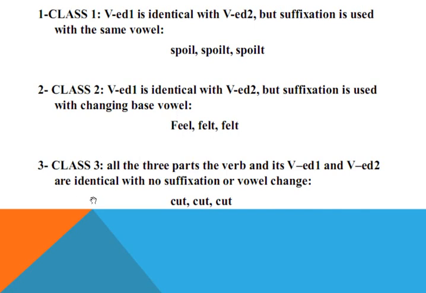In the third class of the irregular lexical verbs, all three parts, the stem, the VED1 and the VED2, are identical. They are similar, and there is no suffixation. For example, cut, cut, cut. The base verb is similar to the VED1, the past, and also similar to the VED2, the past participle. There is no suffixation and there is no change in the base vowel.